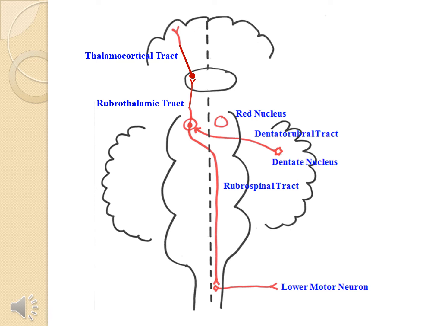Information is then sent from the red nucleus up to the thalamus via the rubro-thalamic tract and onto the thalamocortical tract on the opposite side from the cerebellum to let the brain know exactly what it had to do in terms of making corrections so that you can learn from the problems.